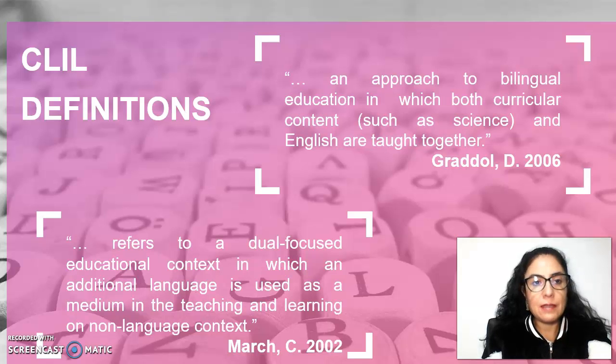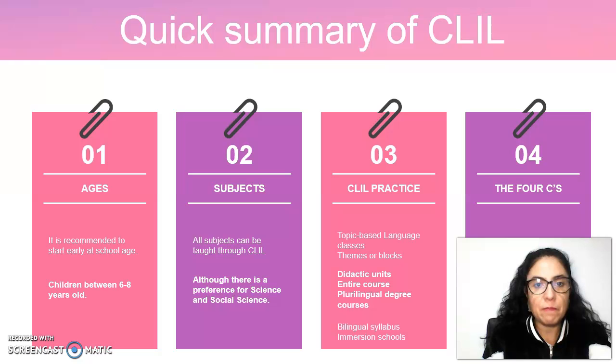First of all, I'll begin with a couple of definitions. CLIL is an approach to bilingual education in which both curricular content, such as science, and English are taught together. This is by Graddol. We have another one by Marsh, who says that CLIL refers to a dual-focused educational context in which an additional language is used as a medium in the teaching and learning of non-language content.